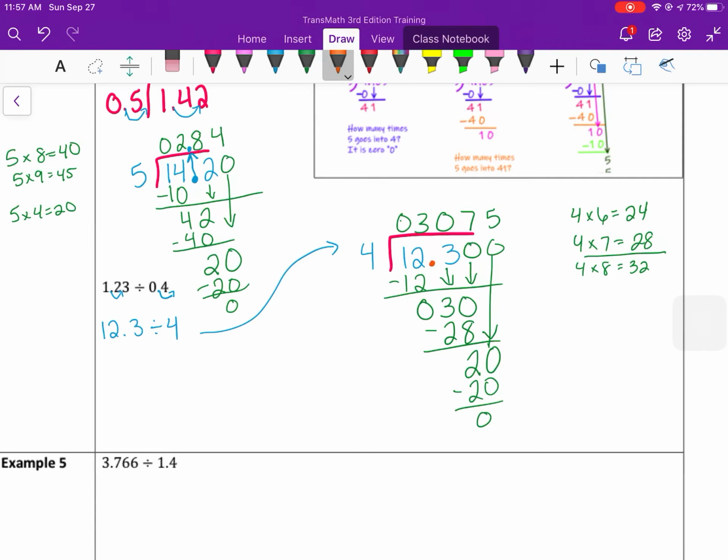And no more remainder. And then we take our decimal point and we move it straight up in our final answer. So our answer is 3.075.